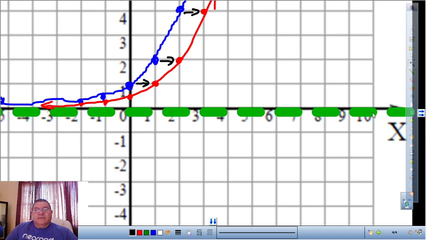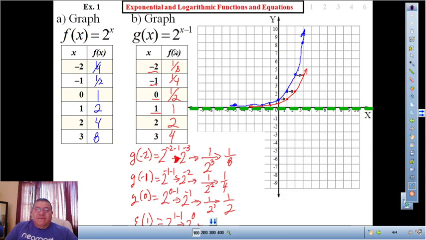So let's see if it's true. What do we know about this transformation? That this is our h, and this tells us to go which direction? To the right, 1. What if this was a positive 1? It would have moved which way? To the left. That is correct. How are we doing? Fairly simple, right?